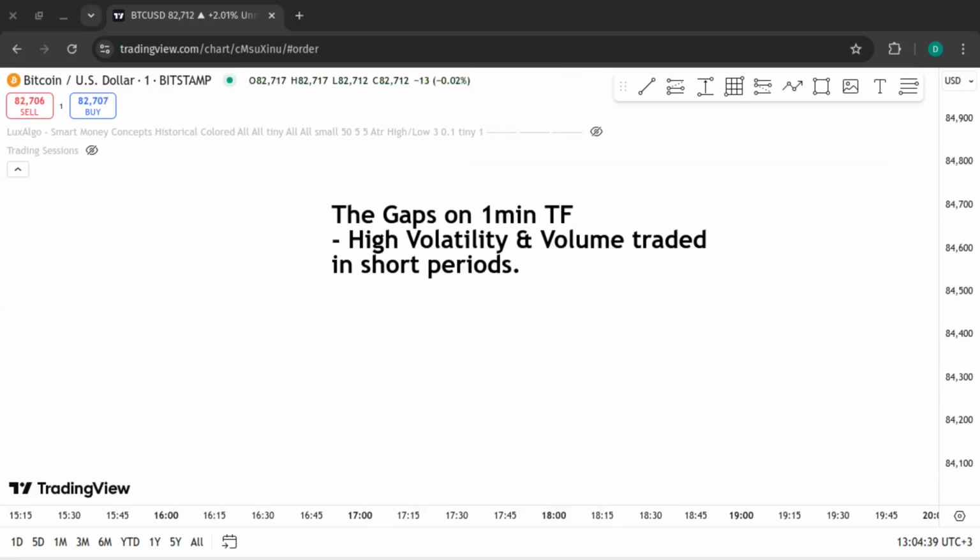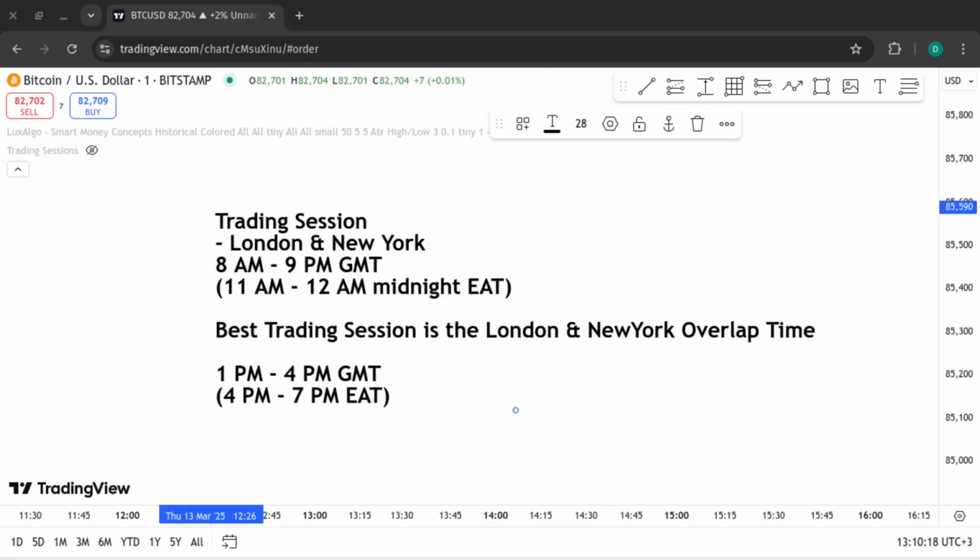When you look at the 1 minute time frame chart, it is noticeable that there are some gaps that you can see. That means there's high volatility, and the volume traded in these periods is very high, traded in very short periods. So it should not make you feel strange about trading this pair. It is best to trade this pair in the London and New York sessions.